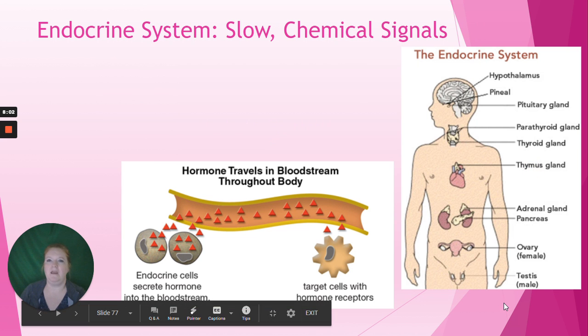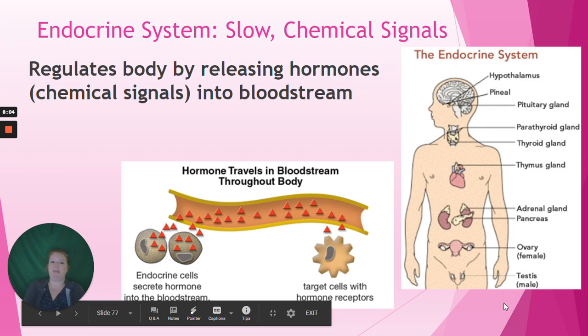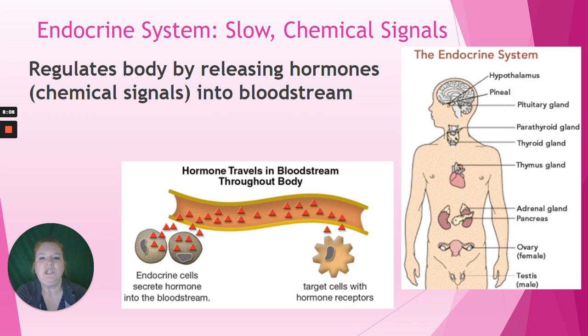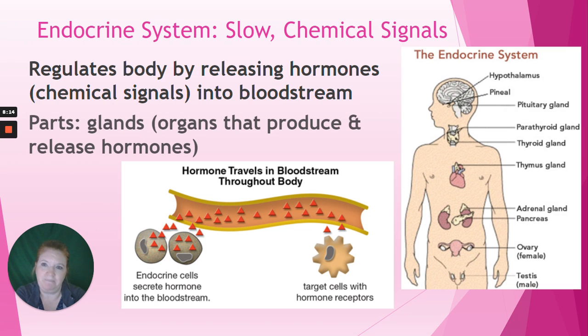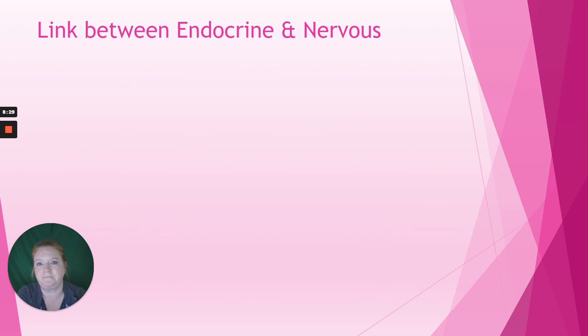Okay, now the endocrine system. The endocrine system releases slow chemical signals. So it regulates the body by releasing hormones, which again are chemical signals, into the bloodstream. The parts of the endocrine system are glands or organs that produce and release hormones. And they release them into the bloodstream. So endocrine glands are absolutely dependent on the circulatory system.